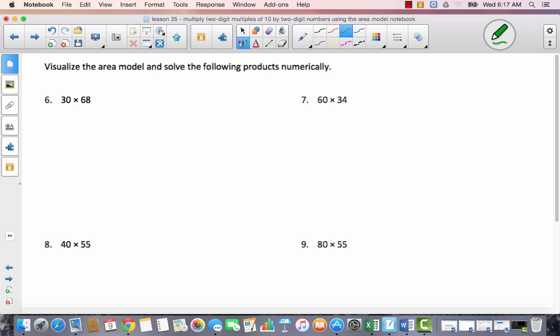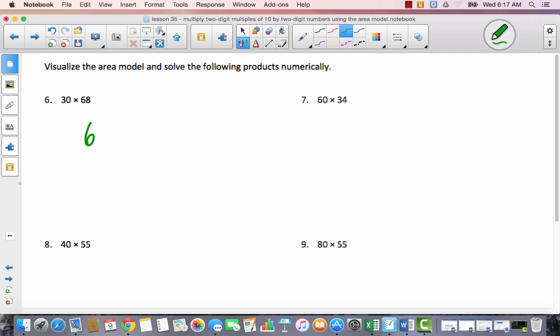All right, now let's take a look at the next one. Visualize the area model and solve the following numbers numerically. So they're saying you don't have to draw the area model. It's okay if you do draw the area model, but eventually we're not going to use the area. We're just going to use standard algorithm. So we're going to try to do it without the area model this time. So go through the first one with me. I think you're going to find that this is much easier than you think.